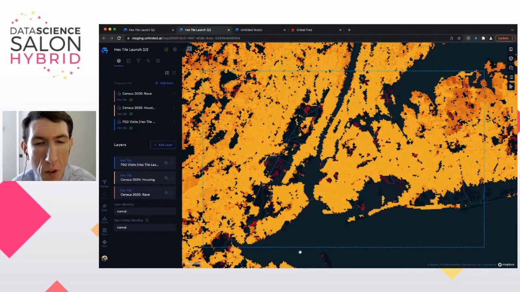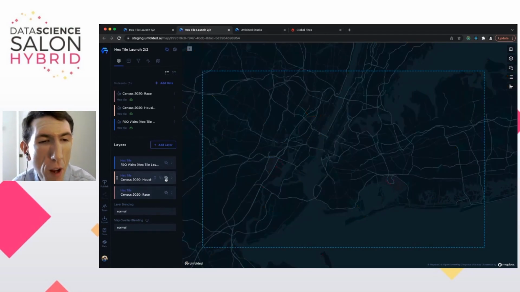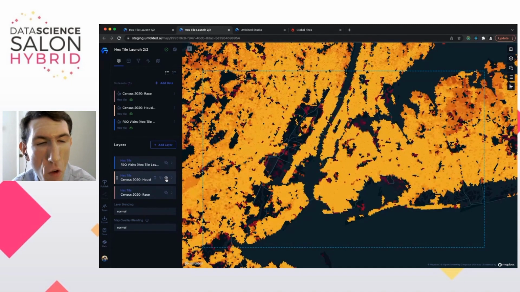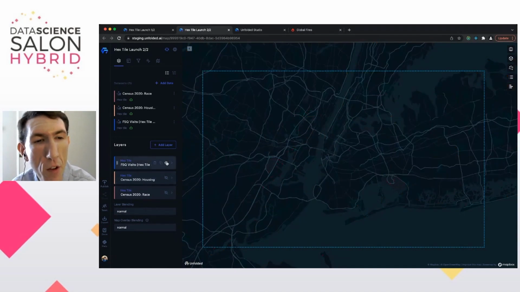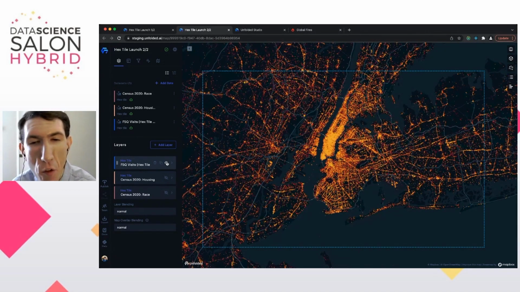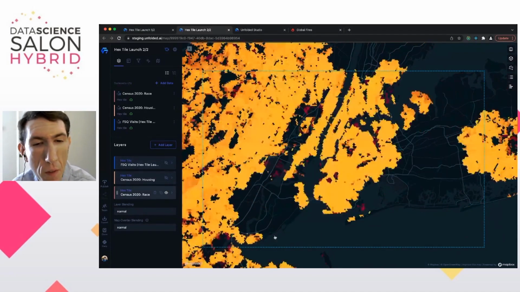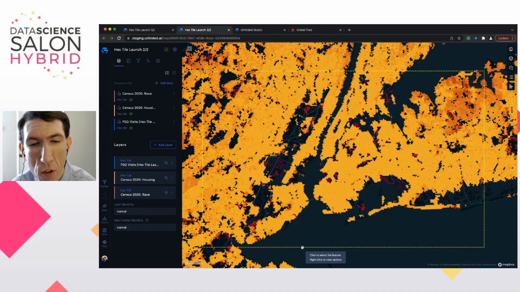I'm going to switch over to showing something slightly different in Unfolded Studio here. This is a map where I've brought in some data from the Census 2020 redistricting file. So I have here the Census 2020 population as well as some race demographic information. I also have some information on group housing and housing units from the Census redistricting file. And I also have a data set from Foursquare showing visits to various points of interest and businesses around the New York area.